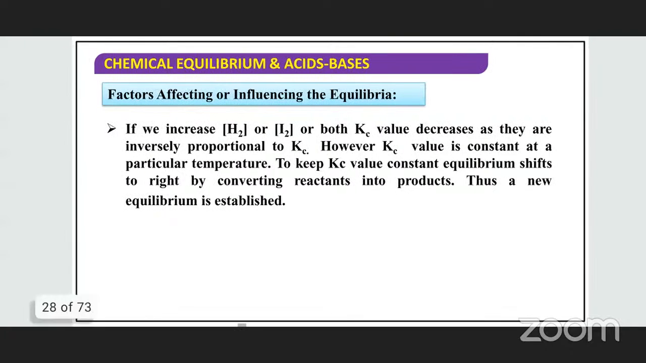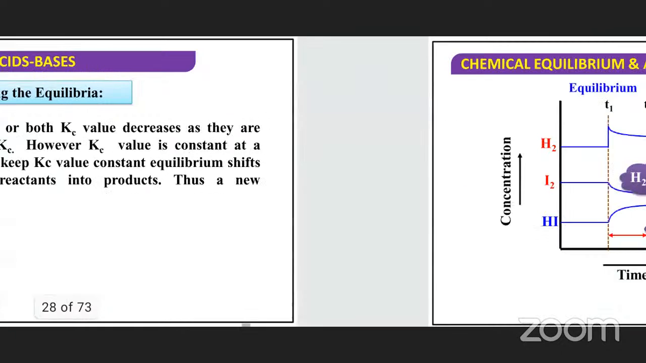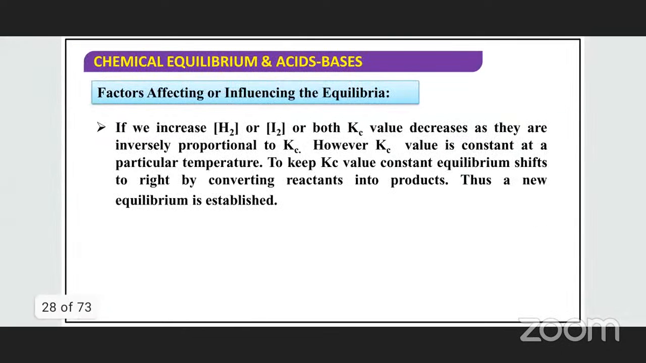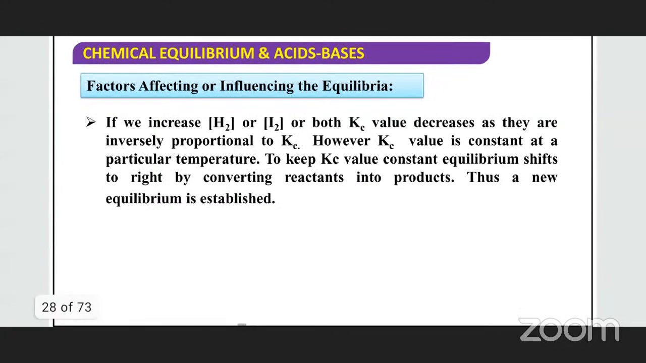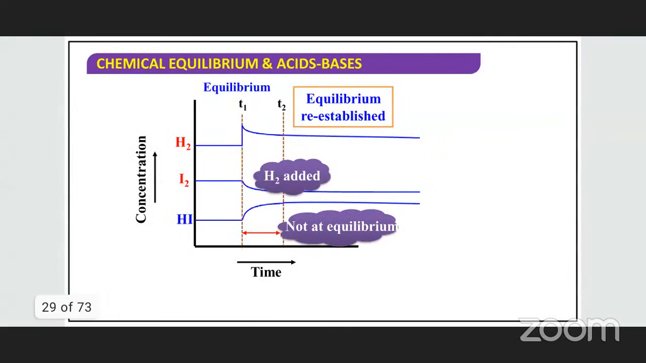If we increase the H2 molar concentration or the I2 molar concentration or both, the Kc value decreases, as they are inversely proportional to Kc. However, the Kc value is constant at a particular temperature. To keep the Kc value constant, the equilibrium shifts to the right by converting reactant into product. Thus, a new equilibrium is established. See the graph of the effect of concentration: equilibrium re-established.